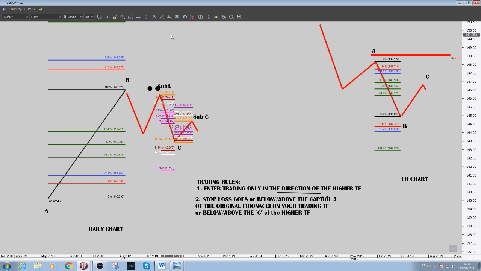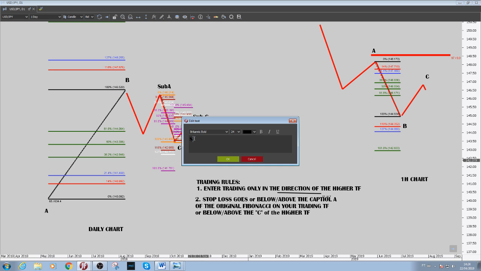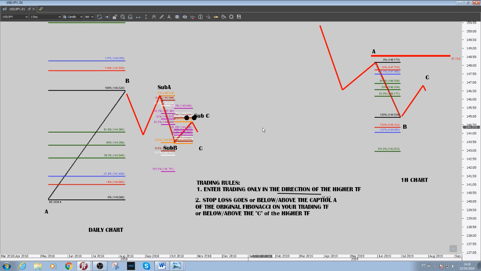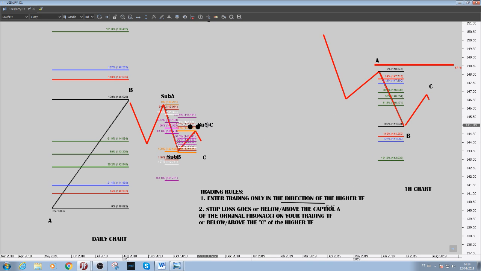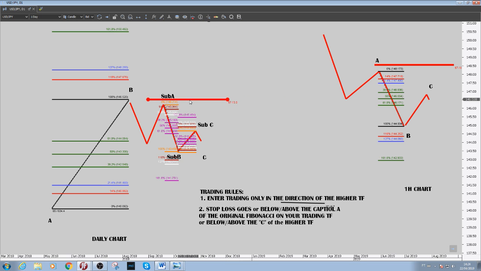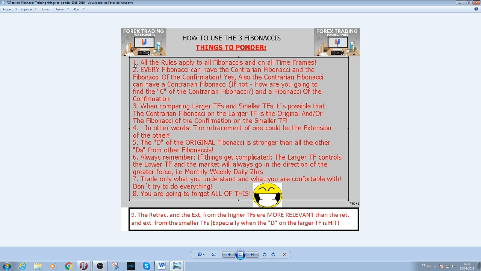and don't bother, everybody, we're going to talk about the trading rules all week. Sub A, sub B. This is why today is part 1. Sub A, sub B, sub C, right? Well, our sub C is not confirmed. So if the sub C is not confirmed, where does our stop loss go? Yes, right above the sub A. Okay, because why is that? Well, the same rules apply, everybody. This is why the picture was stating before, number 1: all the rules apply to all Fibonaccis and on all time frames.